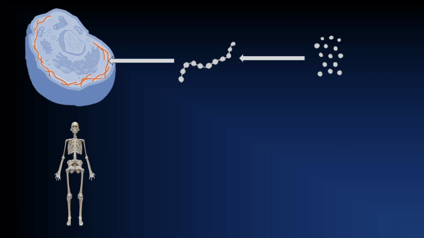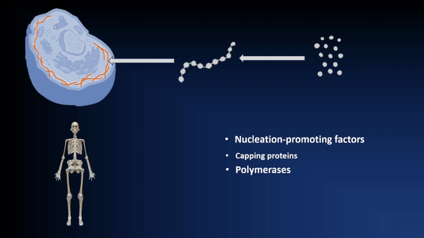For example, nucleation promoting factors, which initiate filament formation, capping proteins, which terminate filament growth, polymerases, which promote faster or more sustained filament growth, depolymerizing factors, which disassemble filaments, and cross-linkers and stabilizing proteins, which organize and reinforce higher-order structures by forming bundles or three-dimensional networks.